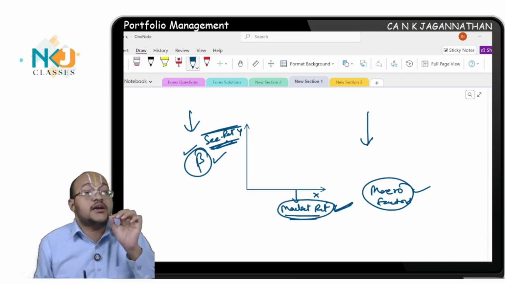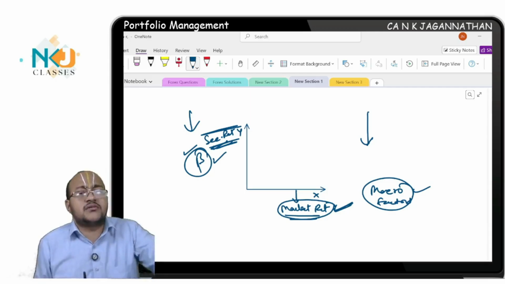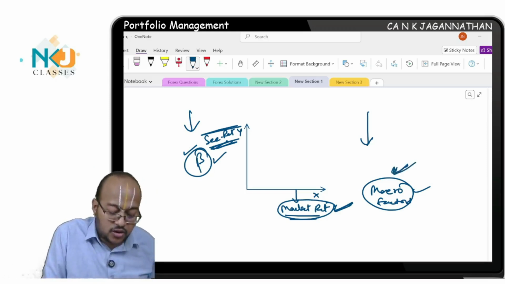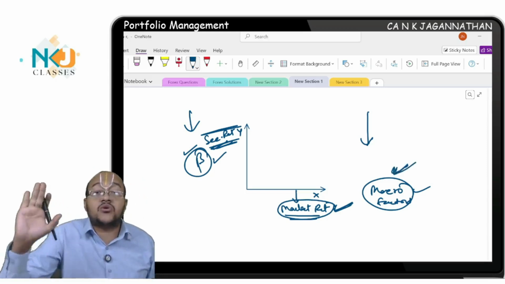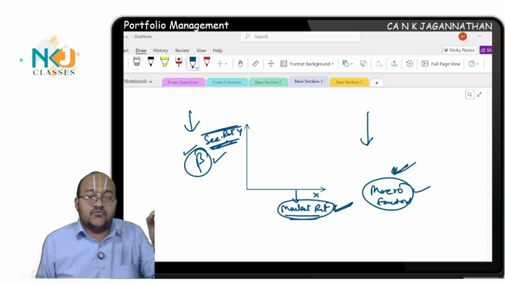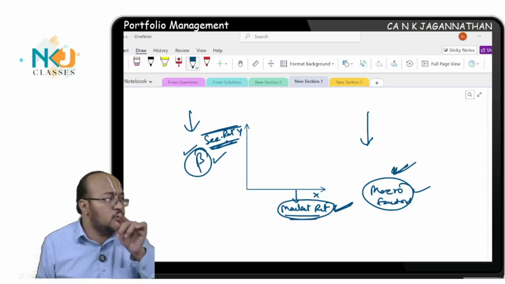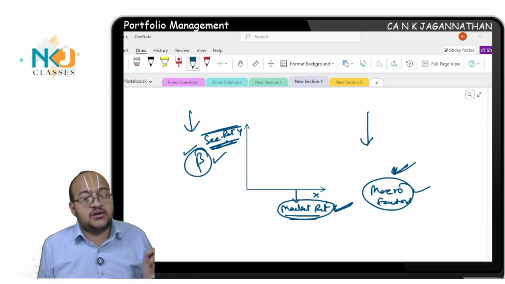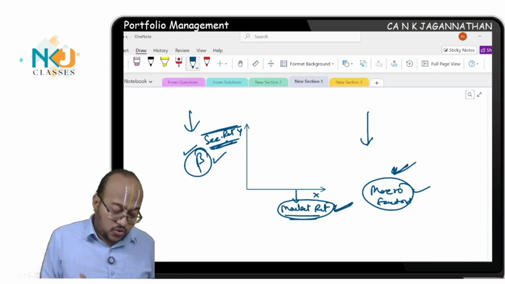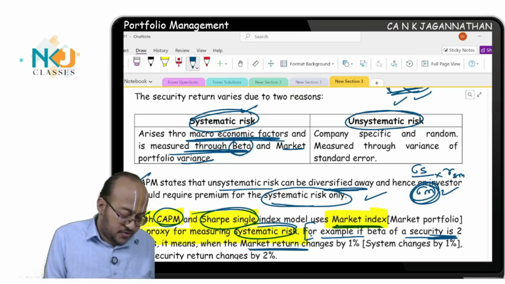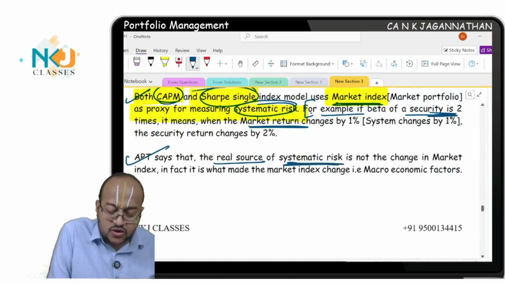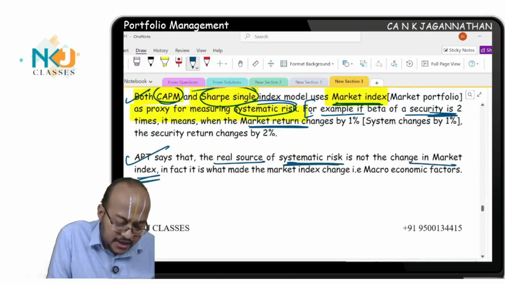But the real market mover, the market is getting affected due to what? Due to macroeconomic factors. Very simple. The security return varies not due to the index variation, but due to the factor which leads to the variation in the index. Are you all understanding? Now you can read, you will understand. See here: APT says that the real source of systematic risk is not the change in the market index; in fact, it is what made the market index change.